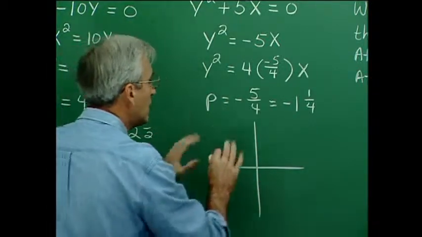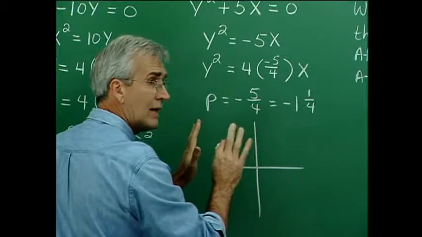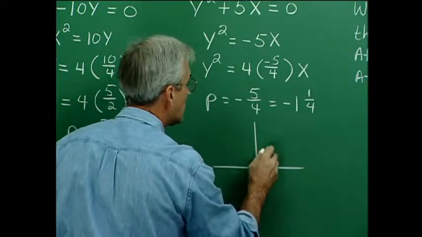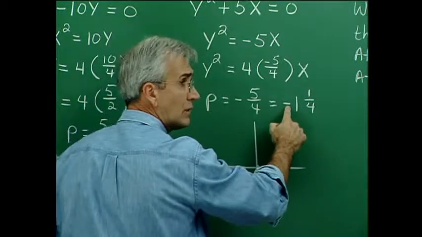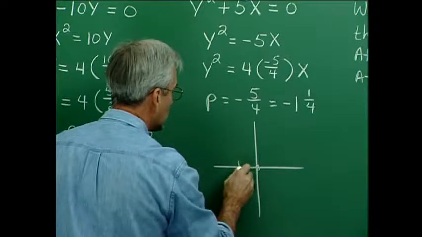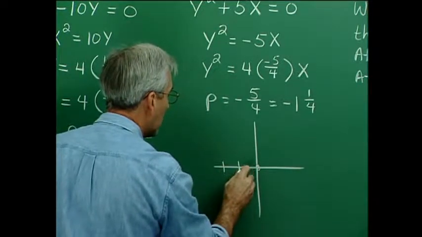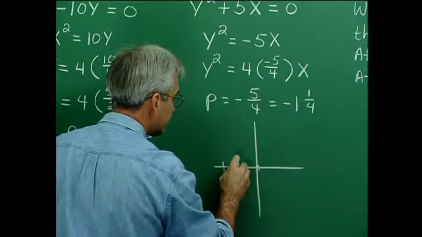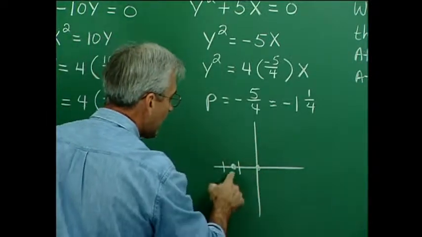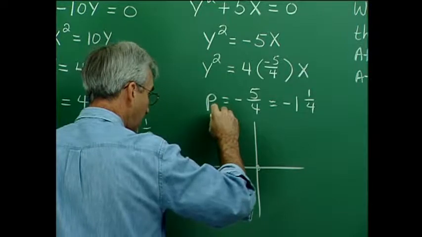All right, now we look at the value of p to decide the position of the focus. Now our vertex is here at the origin. Our p-value is negative, so that's the negative direction, left or right, 1 1/4. Let's call this 1 and this 2, so 1 1/4 would be about right here. So the opening then, which tends to wrap around the focus point, looks like this.